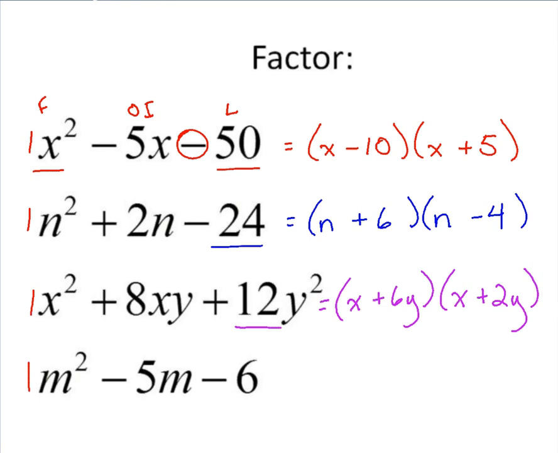All right, last one, you've got m squared minus 5m minus 6. Setting up the two binomials. Dealing with m's, so we'll put those in the lead positions. Not too many options here for factors of 6, so it's either going to be 2, 3, or 6, 1. What's your preference? Negative 6, positive 1. Right? Outside would be 1m, inside would be negative 6m. That combines to give you negative 5m.